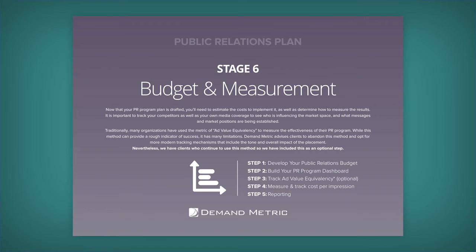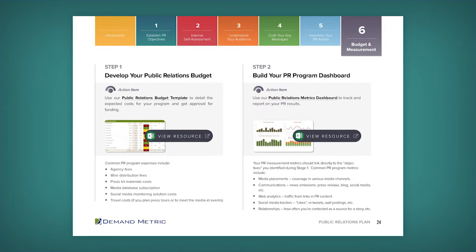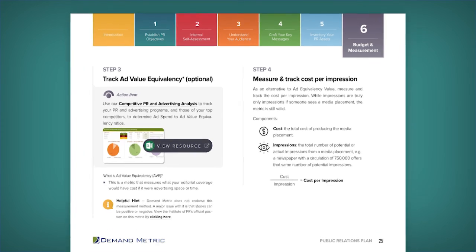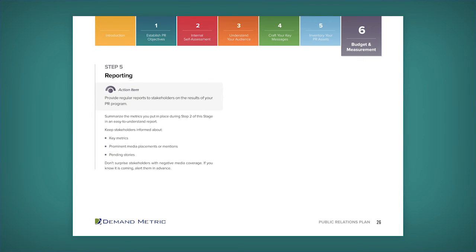In stage number 6, we're going to finish with budget and measurement. And here, the first step is to develop your public relations budget, build your PR program's dashboard, track ad value equivalency, measure and track cost per impression, and ultimately do some reporting.